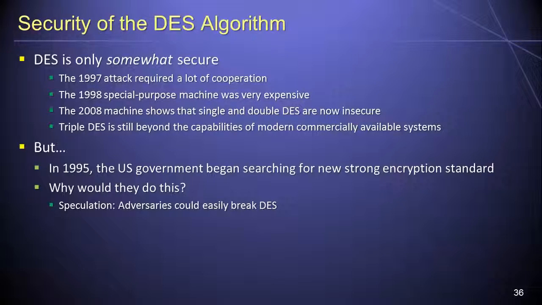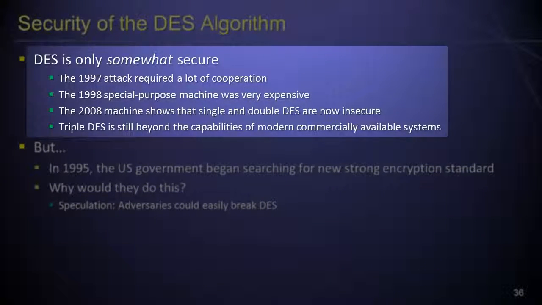In the modern era, the DES algorithm can at best be considered only somewhat secure. The first successful attack on the algorithm in 1997 required 3,500 computers, 4 months, and a lot of cooperation. The 1998 attack took only 4 days, but required special-purpose hardware that was very expensive. The 2008 attack showed that DES could be easily defeated with inexpensive, commercially available hardware, thus demonstrating that both single and double DES must now be considered essentially insecure. Since triple DES effectively doubles the DES key length from 56 to 112 bits, cracking triple DES is still considered to be beyond the capabilities of modern commercially available systems.